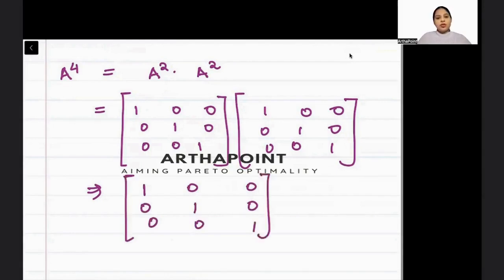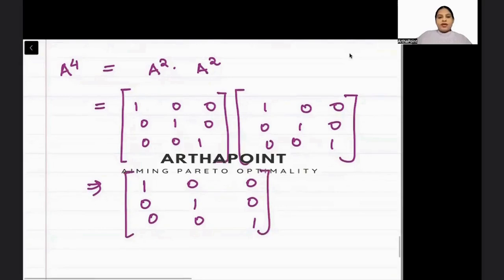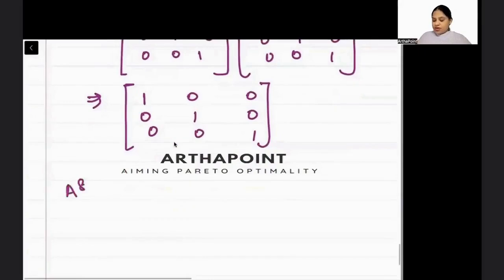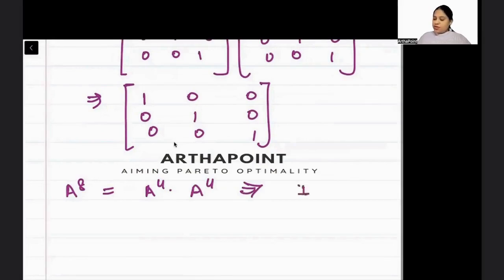है ना, ये हो गया a to the power 4. बेटा, अगर a to the power 4 निकल गया तो अगेन a to the power 8 भी निकाल सकते हो, राइट? तो a to the power 8 will be a to the power 4 into a to the power 4. You will get same only. Okay? So you will get nothing but identity matrix only. So a to the power 100, maybe you will get identity matrix only.